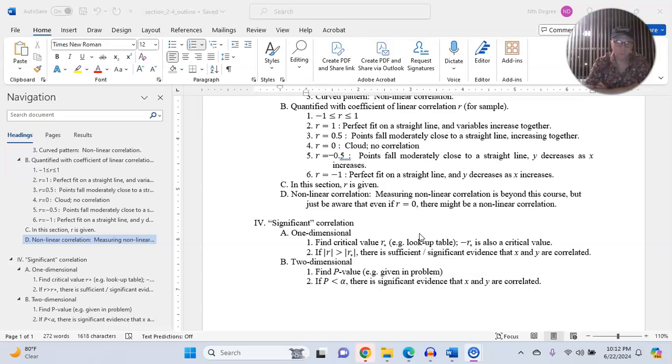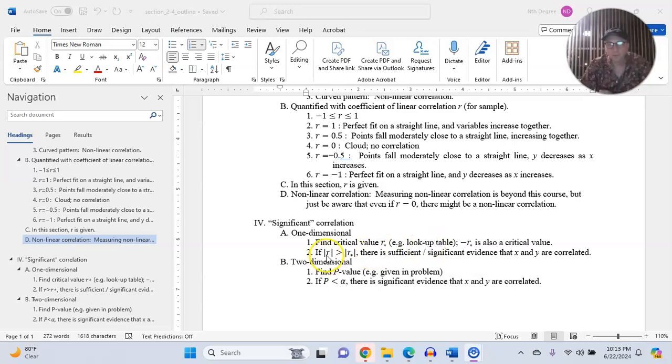Well, we're going to test that by figuring out what R is. R is also associated with the p-value. And as usual, we can do our hypothesis testing in one of two ways, one-dimensionally or two-dimensionally. So we would find a critical value of R. Critical is indicated here with a little asterisk. And that could be found in a lookup table, for example.